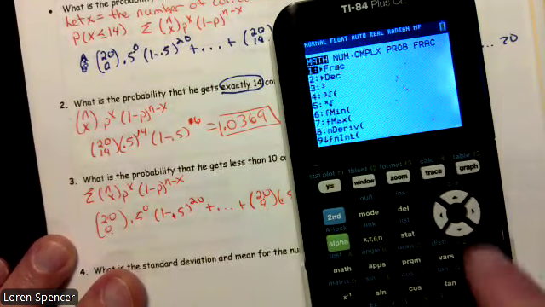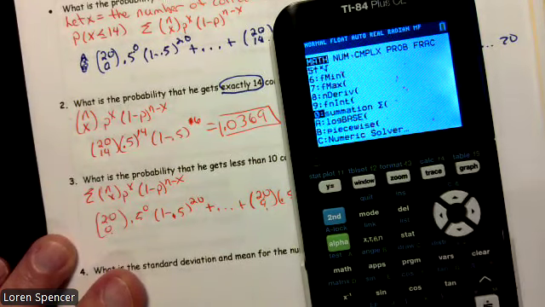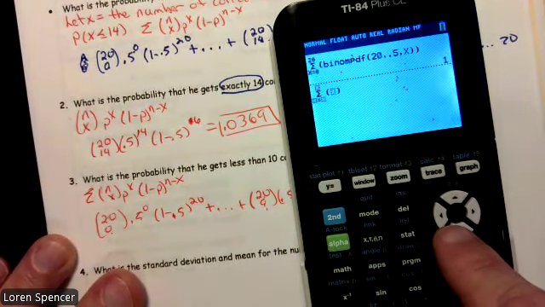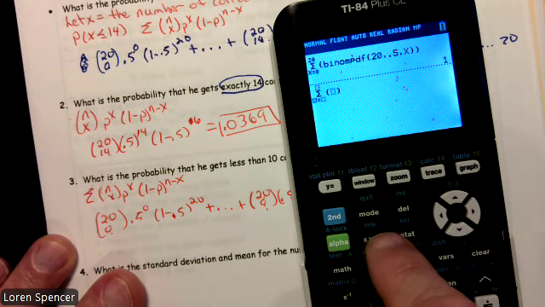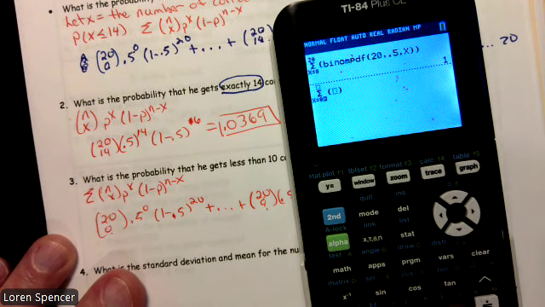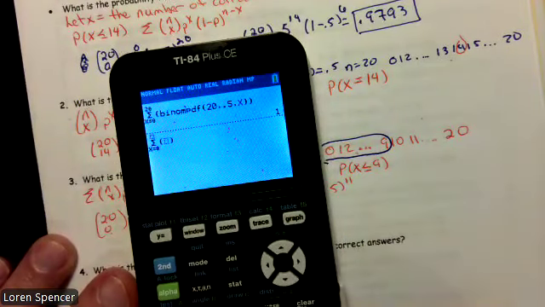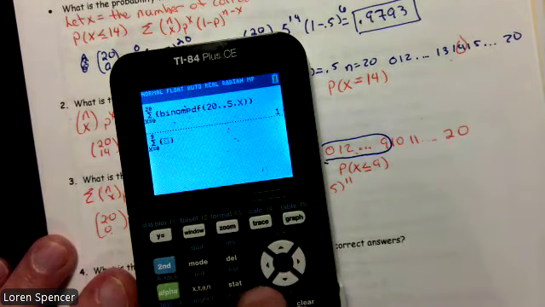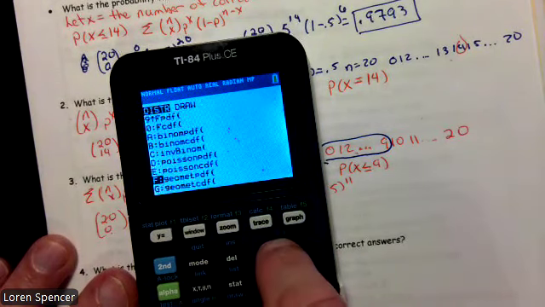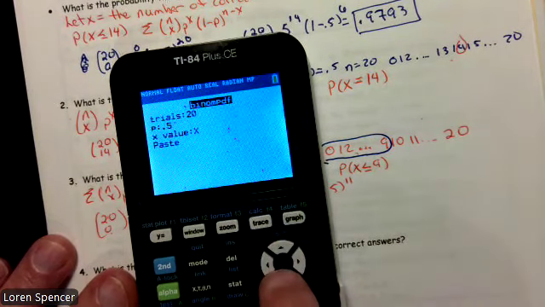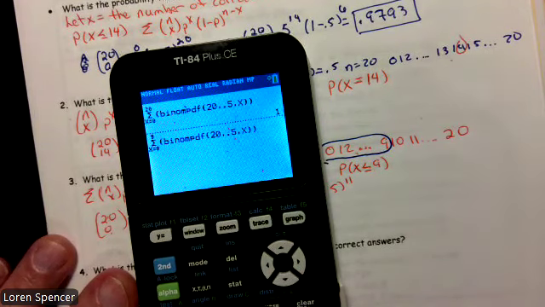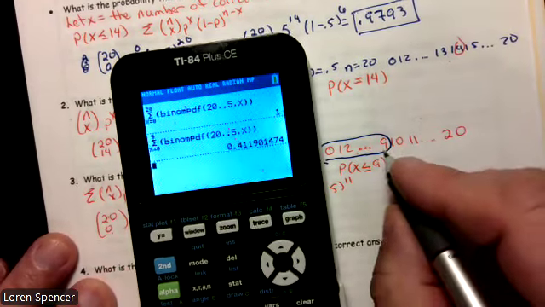Math, summation, x, lowest value 0, highest value circled. Highest value circled was 9. Second vars, binomial PDF. There we go. Trials is 20, p is 0.5, and I still have to have x. And there we go, 0.4119.